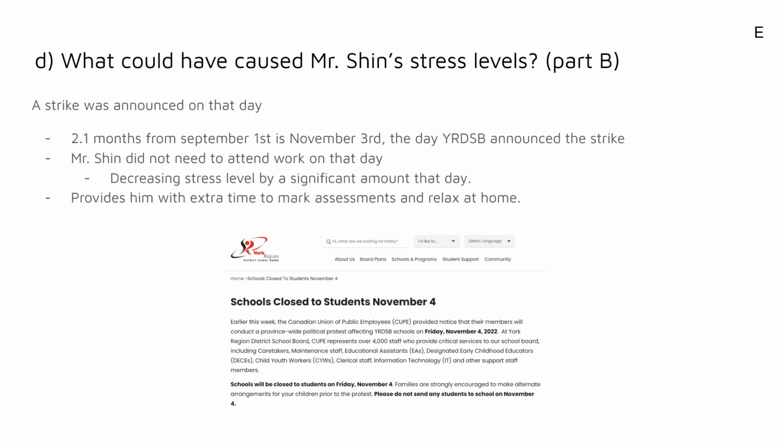Alright. As for Part B, IROC. A strike was announced specifically on that day. Eric, who is my group member, did a lot of crazy math for it. 2.1 months from September 1st is November 3rd, the day that YRDSB announces a strike. So Mr. Shin did not need to attend work on that day. He gets to stay at home. That was like me today, sitting in my chair for the whole day because of inclement weather. This also provides him with extra time to mark assessments and relax at home. Oh, the proof is right here, November 4th.